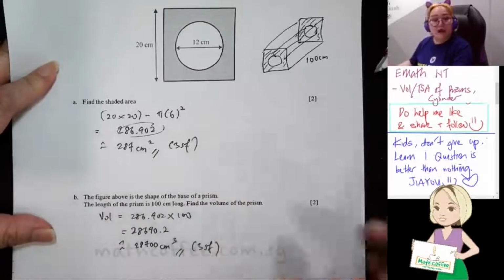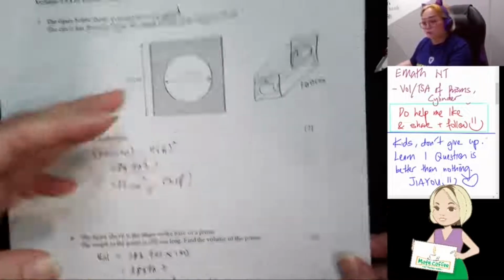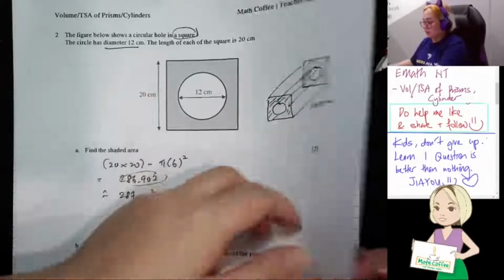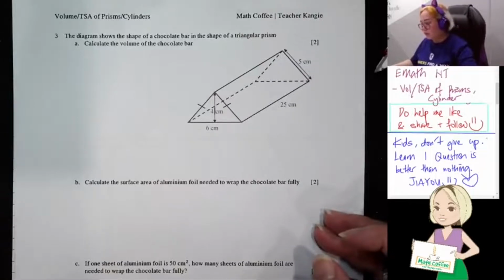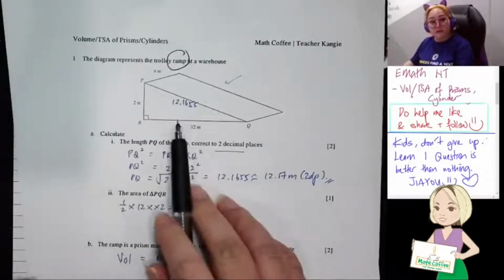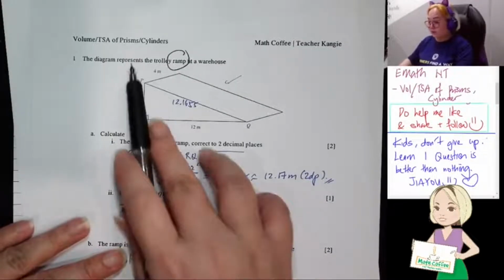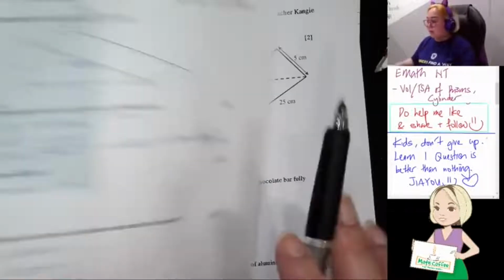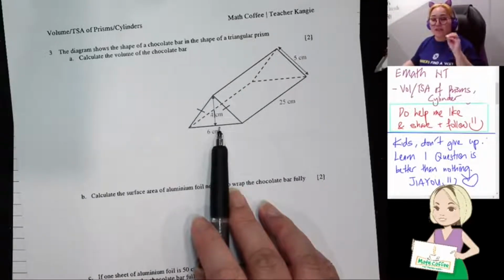So this is how you find the volume of this so-called weird prism. Okay, let's move on to number 3. Number 3 is still a prism. This time round, the cross-sectional area is a triangle. Same as question number 1, the base area is also a triangle. The cross-sectional area is a triangle, but this cross-sectional triangle is slightly different.